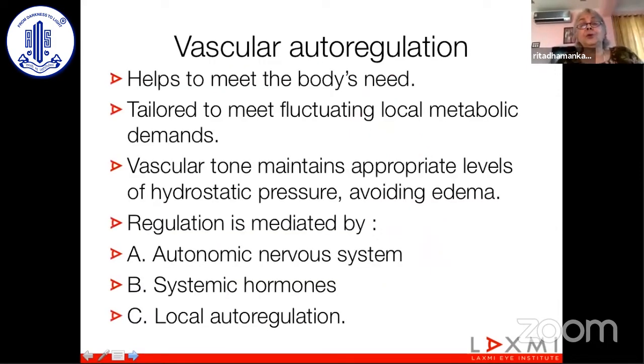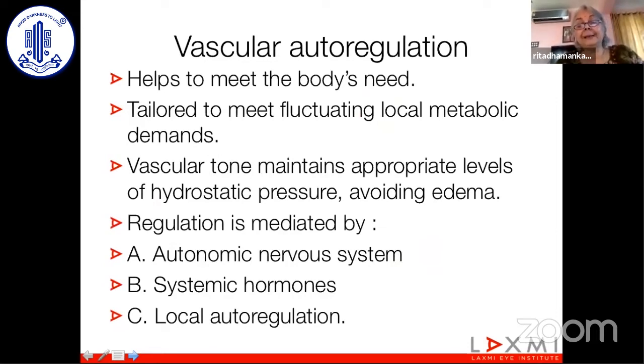So vaso-autoregulation, what is that? It helps to meet the body's needs, and it is tailored to meet fluctuating local metabolic demands. So for instance, if you've had your lunch and you had a heavy meal, all the blood supply is then obviously sent towards the digestive system. And the vascular tone maintains appropriate levels of the hydrostatic pressure, avoiding edema.